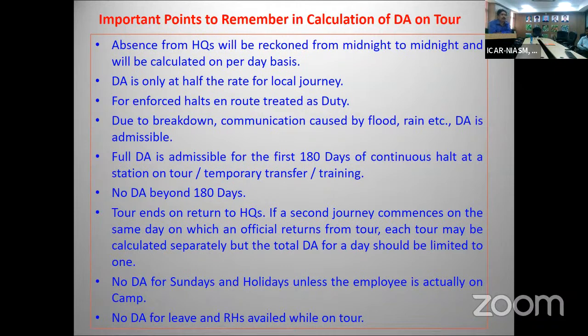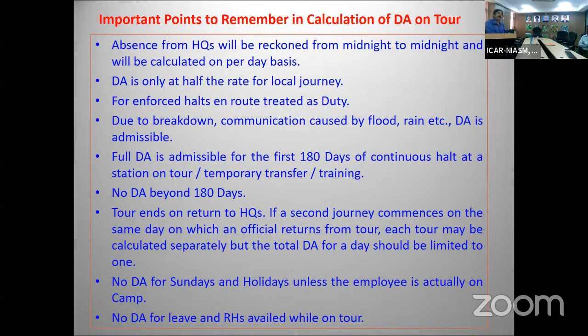I will be reaching at around 3 p.m. I will be staying in Nagpur for 2-3 days. Again, I will be coming back here. Maybe after 3 days, I will be reaching here at 4 p.m. on 18th. Taking this scenario, how will DA be calculated?